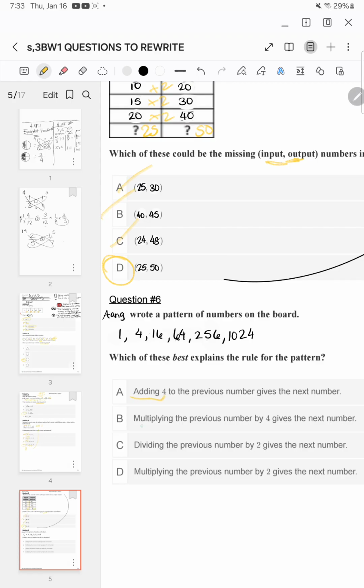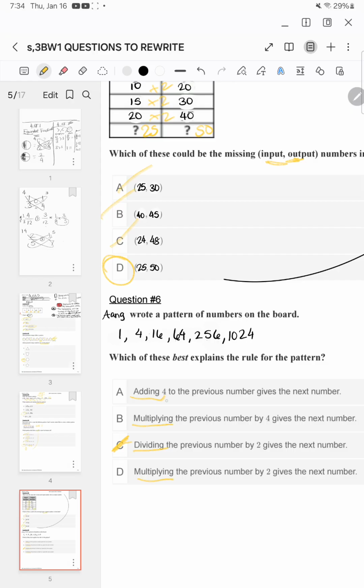So we got adding, multiplying, dividing, multiplying. So I can see when we add, our number gets bigger. When we multiply, our number gets really big. And when we divide, though, our number gets smaller. I see this is just getting bigger and bigger and bigger.